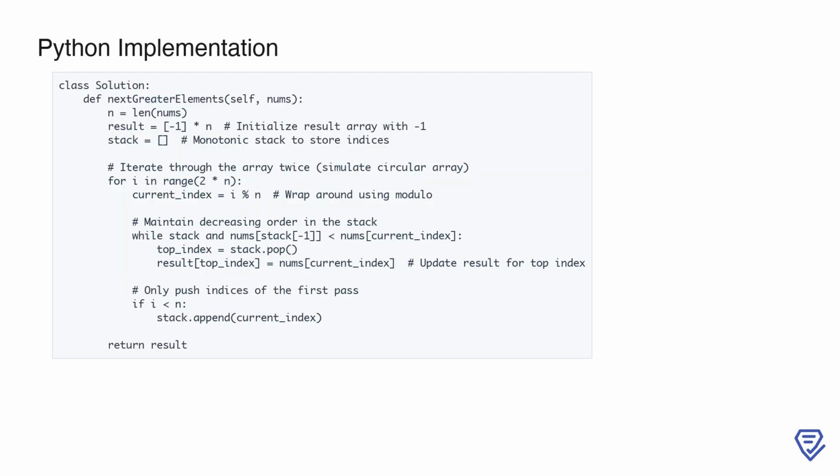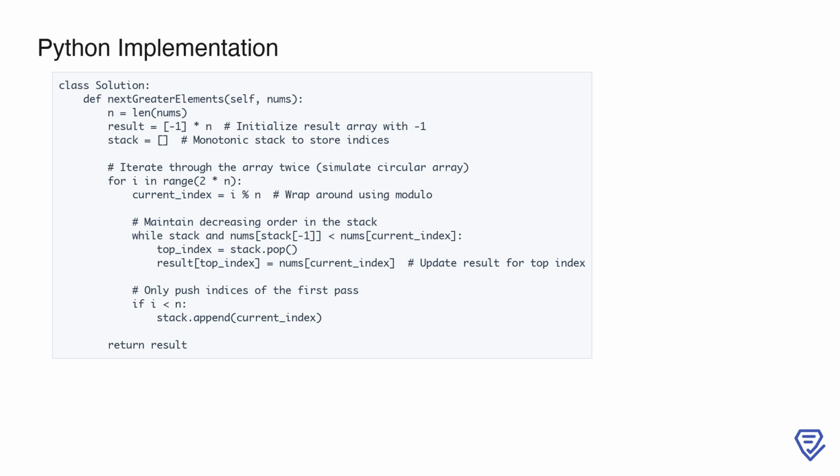This Python solution uses a monotonic stack to efficiently solve the circular array problem of finding the next greater element for each element in the array. Here's a step-by-step explanation. 1. Initialization: result is initialized as an array of -1s, representing the default value if no greater element is found. Stack is used to maintain indices of elements in decreasing order based on their values.